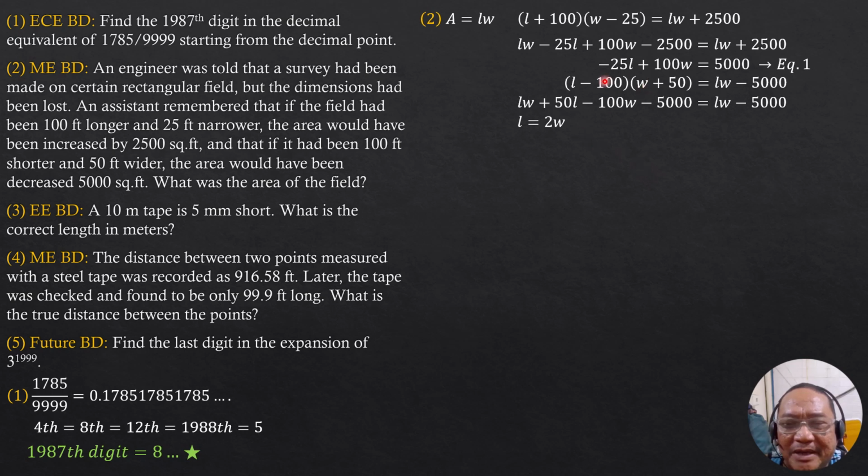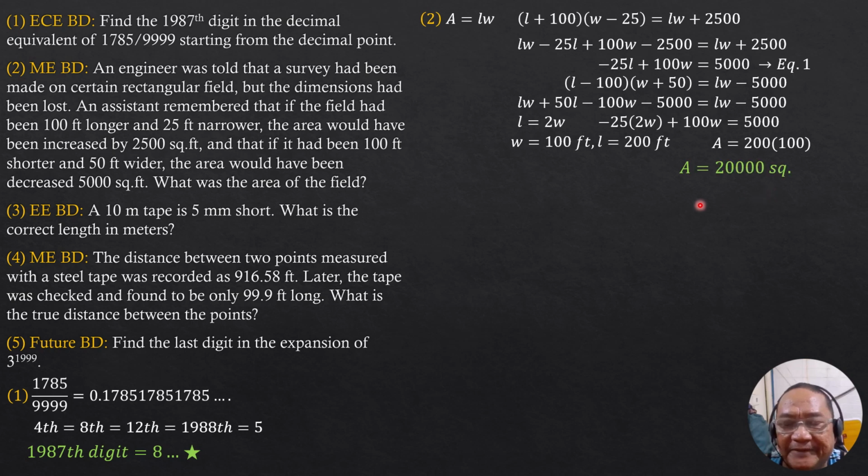Substitute in equation 1: negative 25 times 2W plus 100W equals 5,000. So 100W minus 50W is 50W. W therefore is 5,000 over 50, so it is 100 feet, the original width of the lot. And since the length is twice the width, 2 times 100 is 200 feet. The original area of the lot therefore is 200 times 100, and that is 20,000 square feet. So the answer is 20,000 square feet.